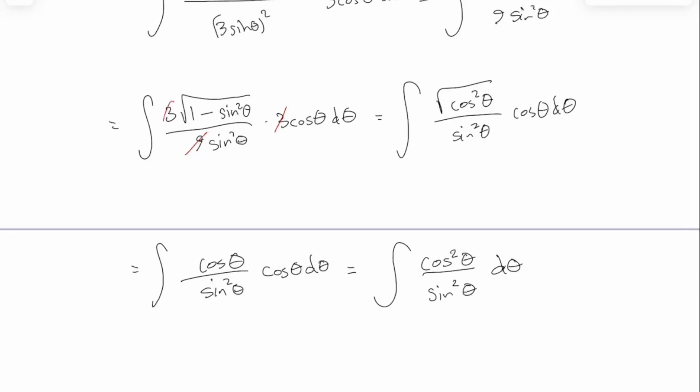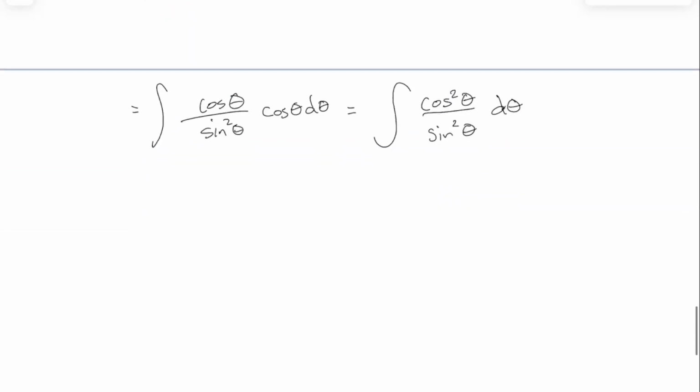And we are almost to the end here. What can you do with that? This is, I would say, a non-obvious trick, or maybe something that I would expect you to be able to look up if you found this on your homework. Cosine over sine is cotangent. So really this is cotangent squared theta, d theta.